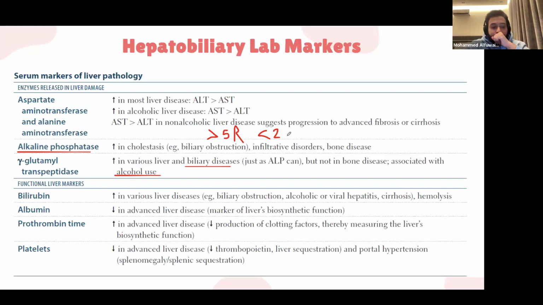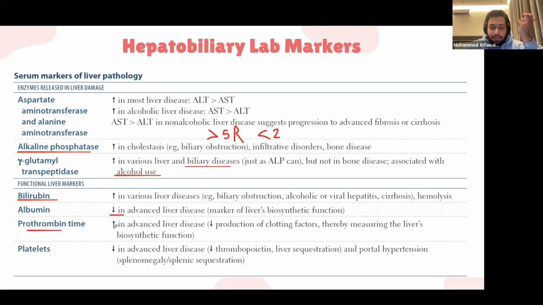Then the functional liver function tests. So bilirubin, as I said, is elevated in many liver diseases. You can characterize it by prehepatic, intrahepatic, posthepatic. We talked about this already. Albumin, as I said, is synthesized by the liver, so in liver diseases, it's decreased.